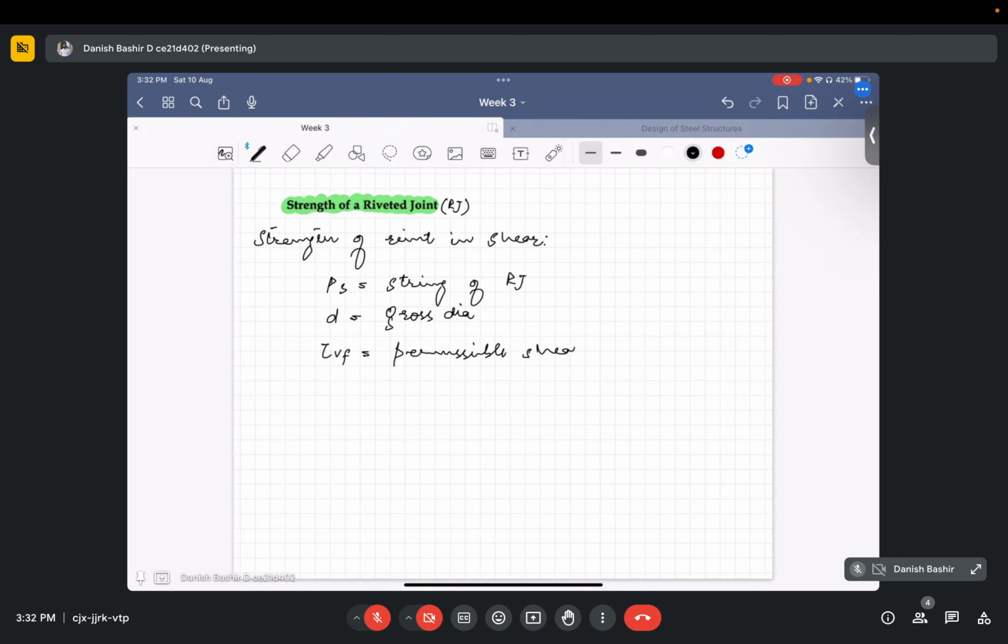Permissible shear stress on the rivet, and this is in megapascals. Then n is equal to the number of rivets on each side of the joint. And one more thing is n dash, the number of rivets in one pitch length.